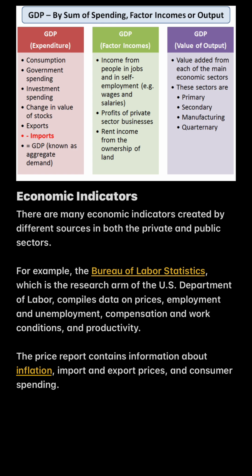And you can see the chart there, GDP by sum of spending factor incomes or output, and it gives you the idea left to right with expenditures, factor incomes in the middle, and value of the outputs.